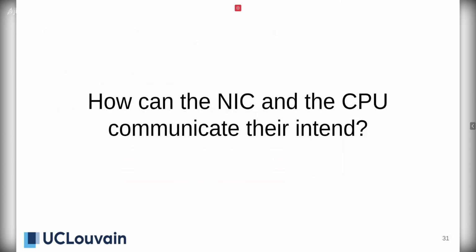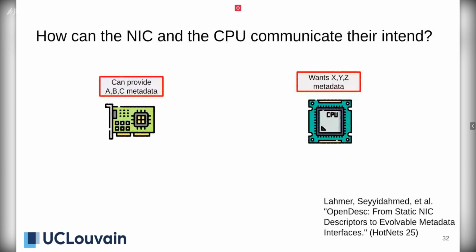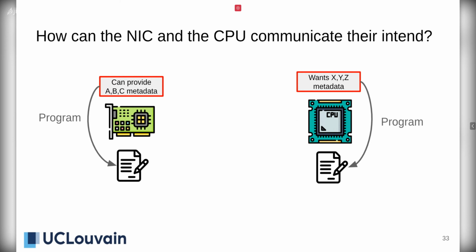To realize this goal, we need to first answer one question: how can the NIC and the GPU communicate what they each want and what they can each offer? To solve this issue, Ahmed, a researcher in our team, published OpenDesc at HotNets '25. The idea is the following. On one side, we have the NIC that can provide some metadata. On the other hand, we have CPUs, which want some metadata. And they will each write a program to describe what one can provide and what the other needs.